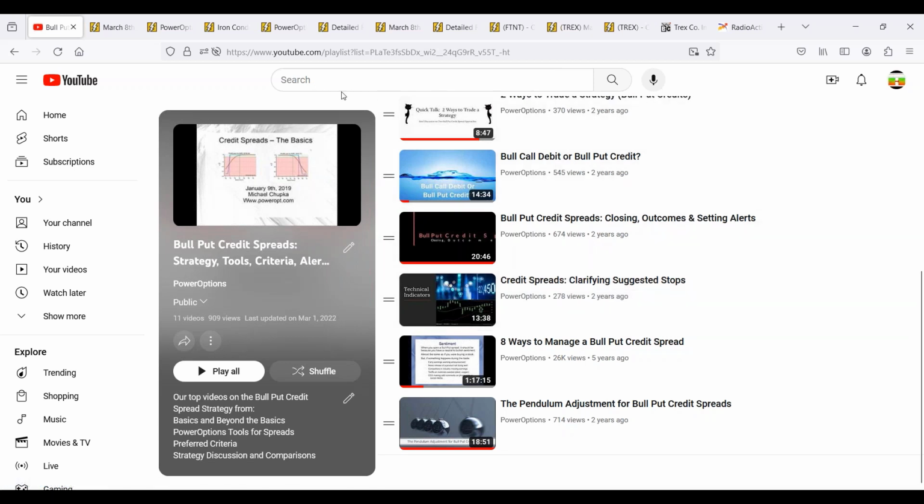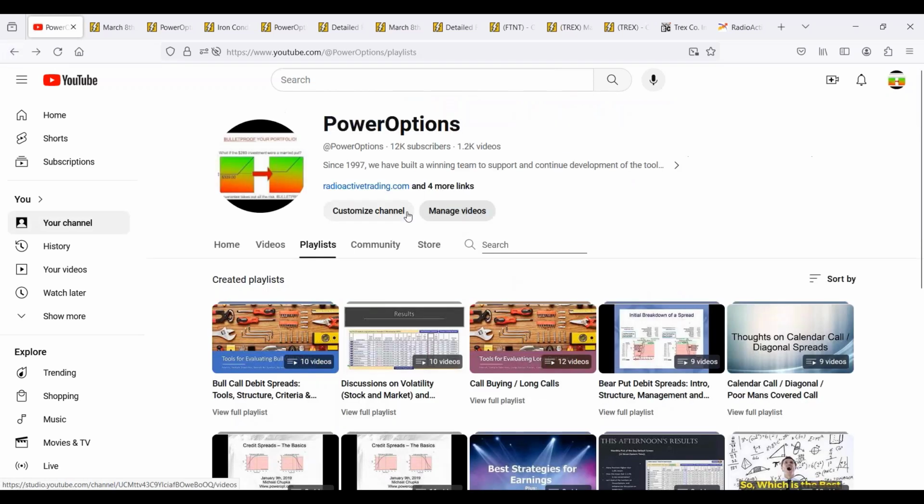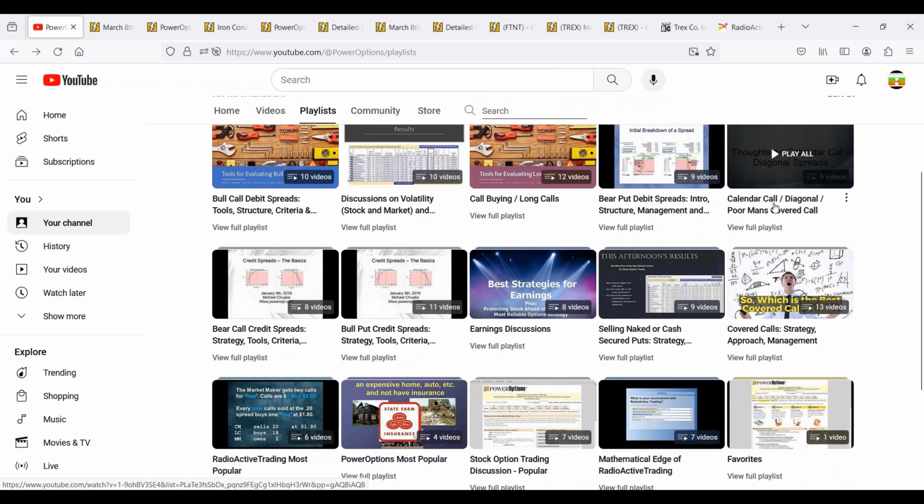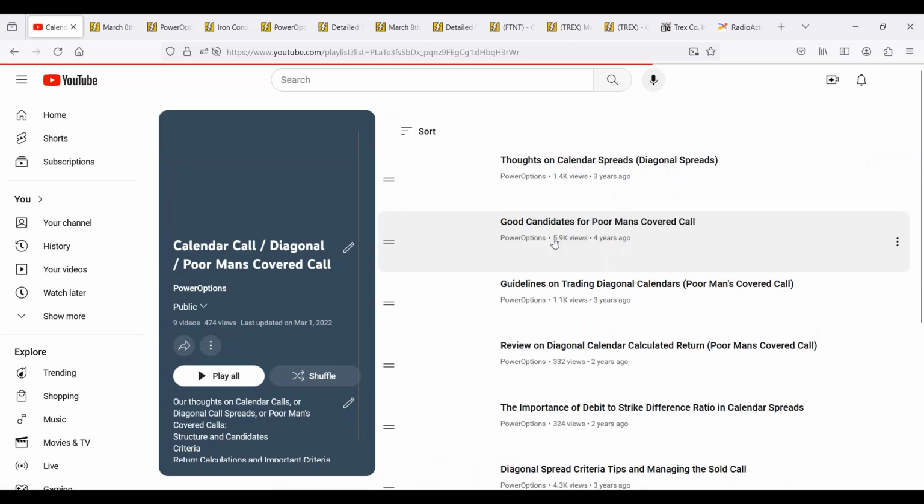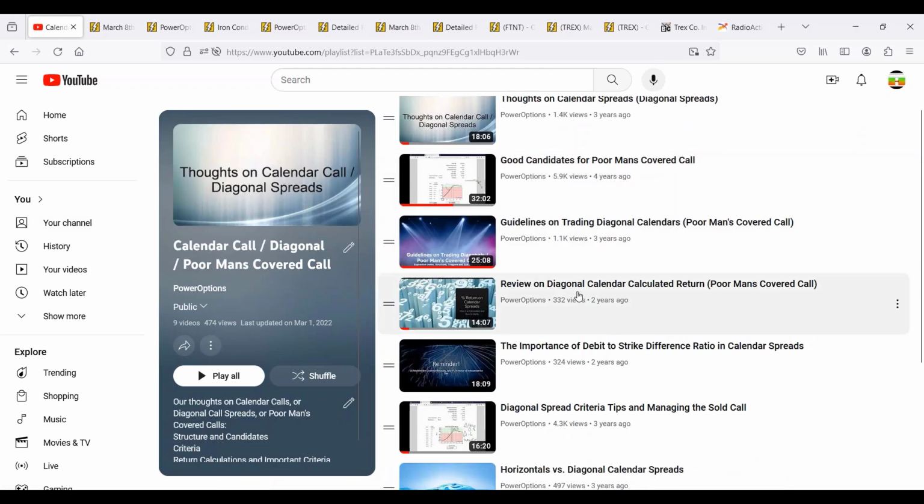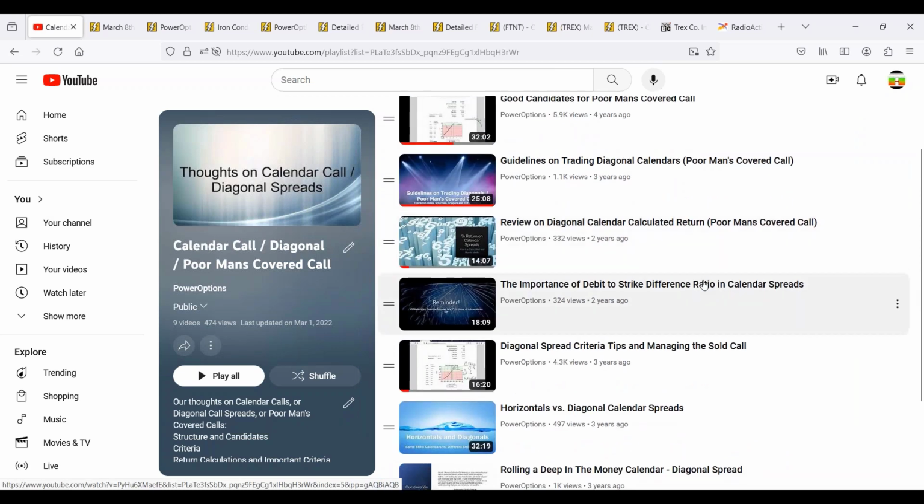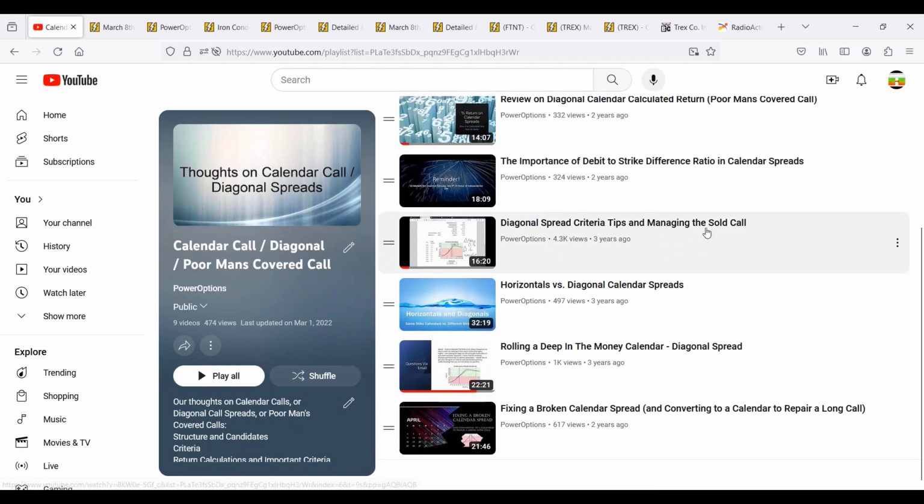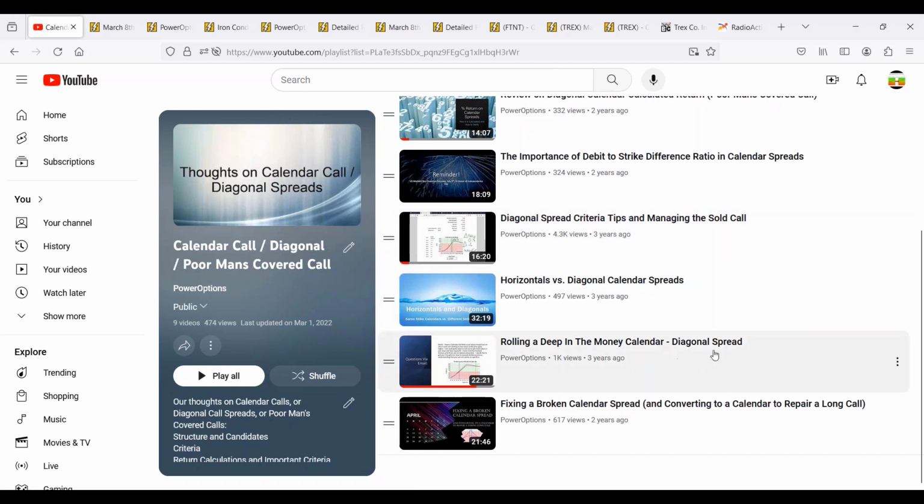Leaps, and I'm assuming by leaps, Mike, you're referring to the diagonal call, calendar spread, poor man's covered call. Full playlist on that one too. View of diagonal calendar, poor man's covered call, guidelines, importance of the debit to strike difference ratio criteria, managing the sold call, rolling a deep in the money calendar, and fixing a broken calendar spread.